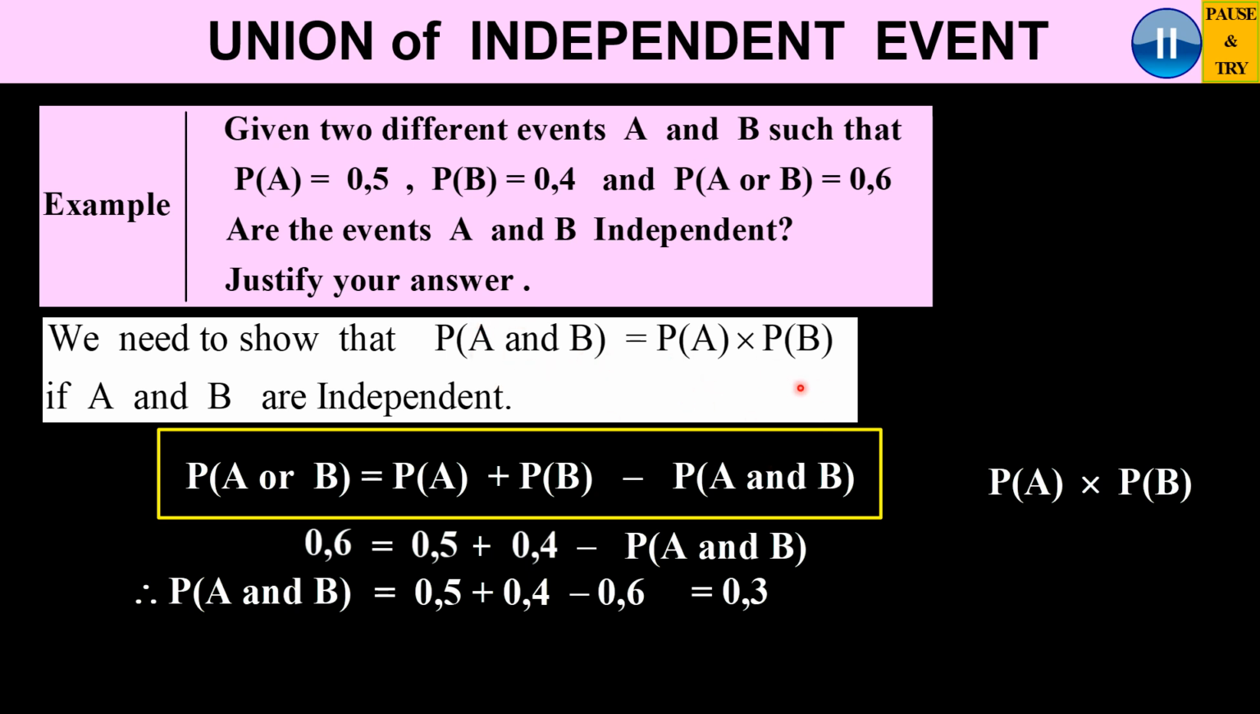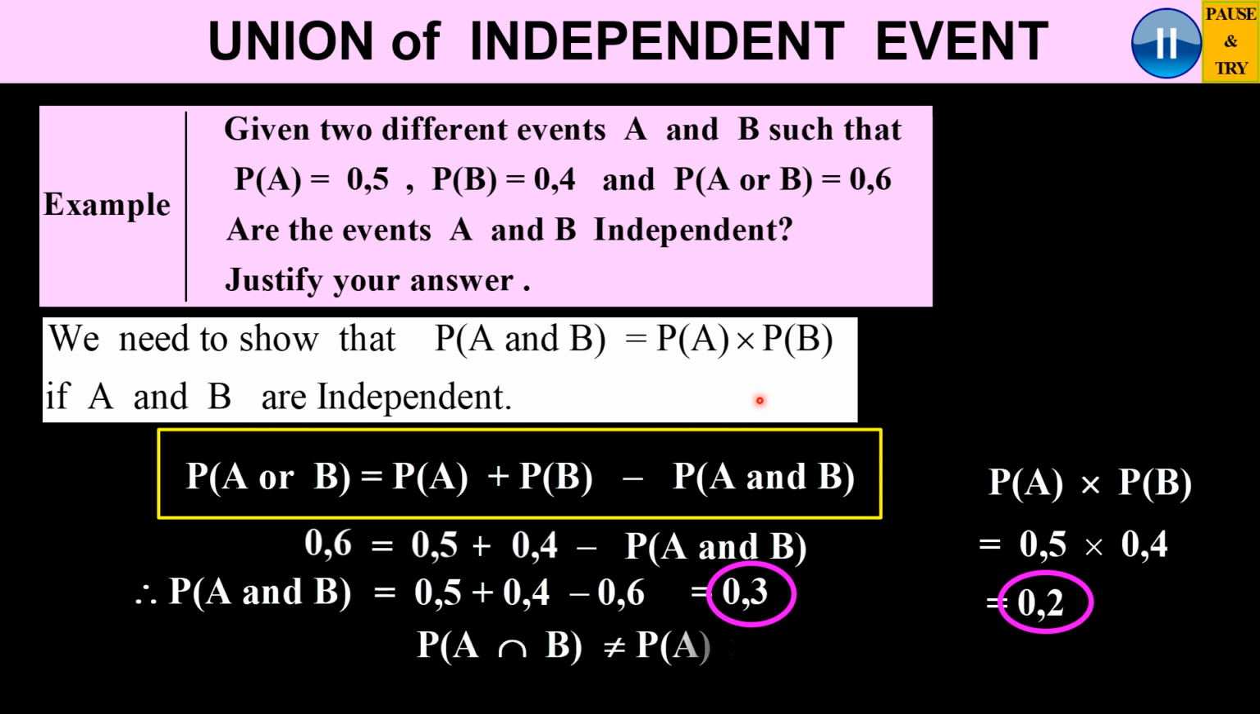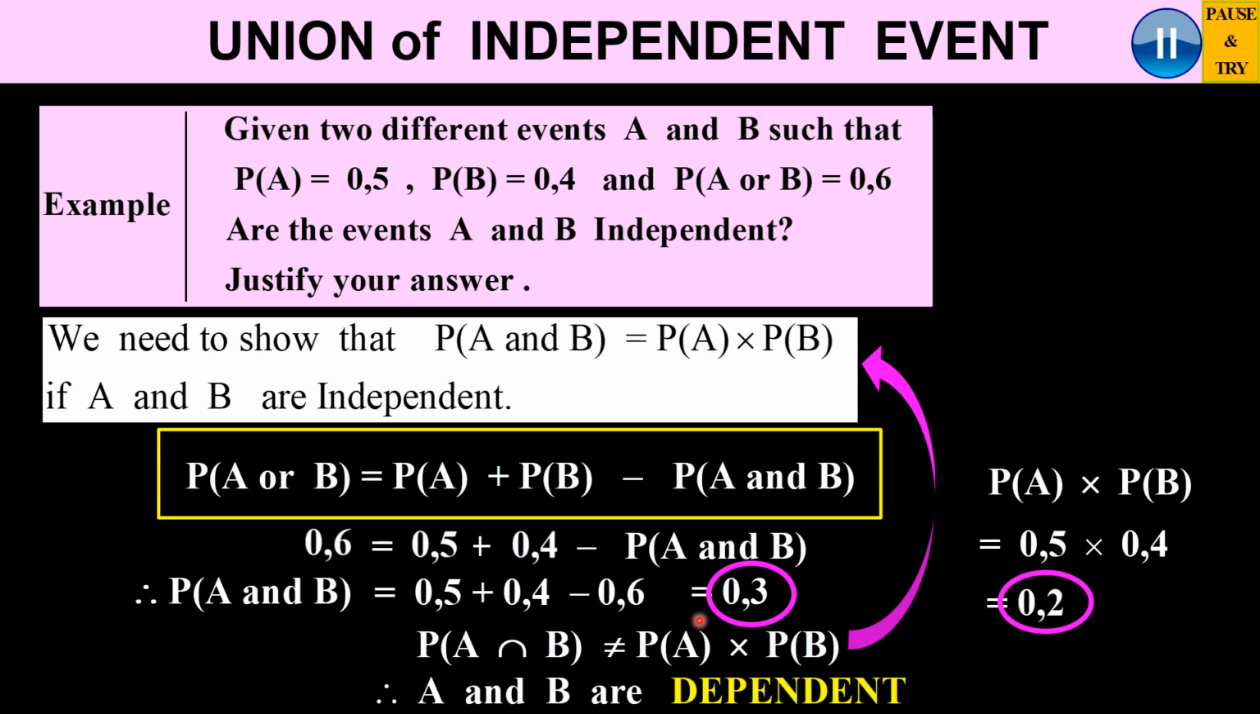Now we need to calculate the product of their probabilities. The probability of A is given as 0,5 times 0,4, and if I do that product, that gives me 0,2. And we now notice that 0,2 is not the same as 0,3. In other words, the probability of the intersection is not equal to the product of their two probabilities. So it's not independent. Therefore, we'll say A and B are dependent events.